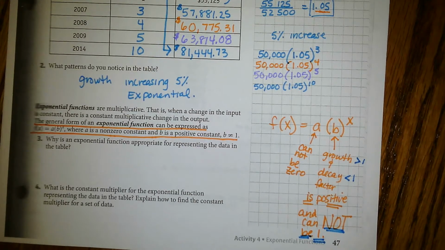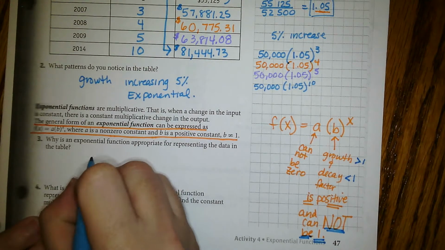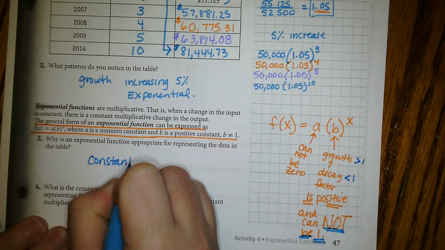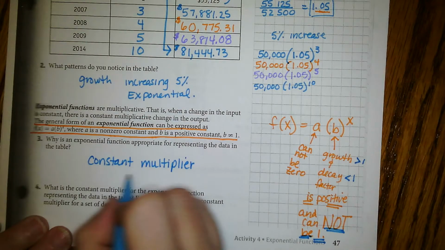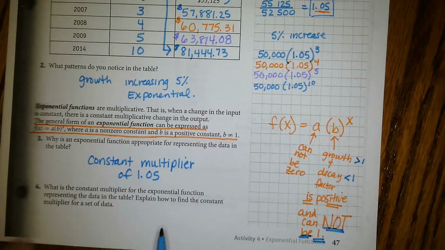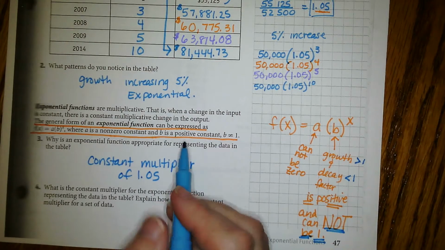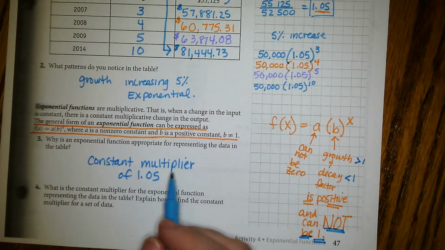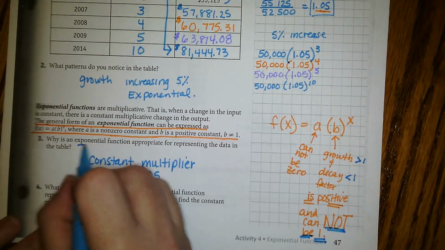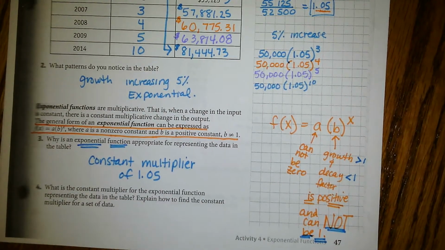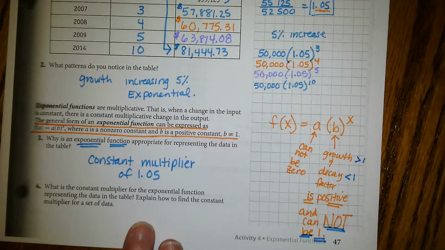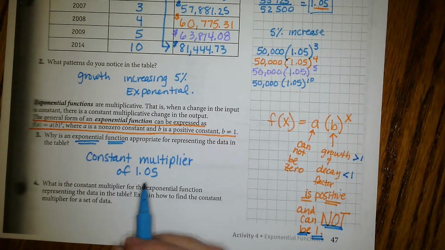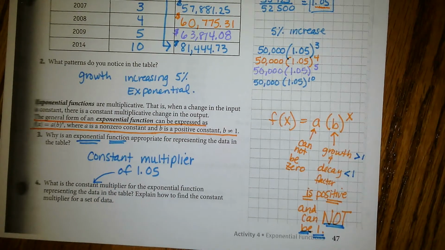Why is exponential function appropriate for the data? Because it's got a constant growth factor, a constant multiplier. We took the last and divided by the previous one, took that one, divided by the previous one. We got a constant multiplier of 1.05. This is why exponential functions exist, because they have a constant multiplier that brings us to the next value. What is the constant multiplier? Oh, we just did that. The constant multiplier is 1.05.